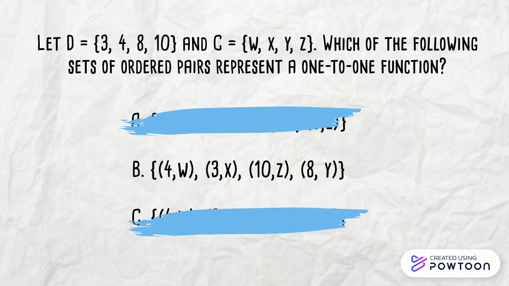In the second option, it uses a unique element from D for every unique element from C, thus representing a one-to-one function. Therefore, B is the answer.